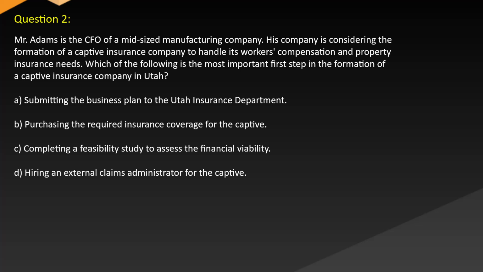Question 2. Mr. Adams is the CFO of a mid-sized manufacturing company. His company is considering the formation of a captive insurance company to handle its workers' compensation and property insurance needs. Which of the following is the most important first step in the formation of a captive insurance company in Utah? A. Submitting the business plan to the Utah Insurance Department. B. Purchasing the required insurance coverage for the captive. C. Completing a feasibility study to assess the financial viability. D. Hiring an external claims administrator for the captive.